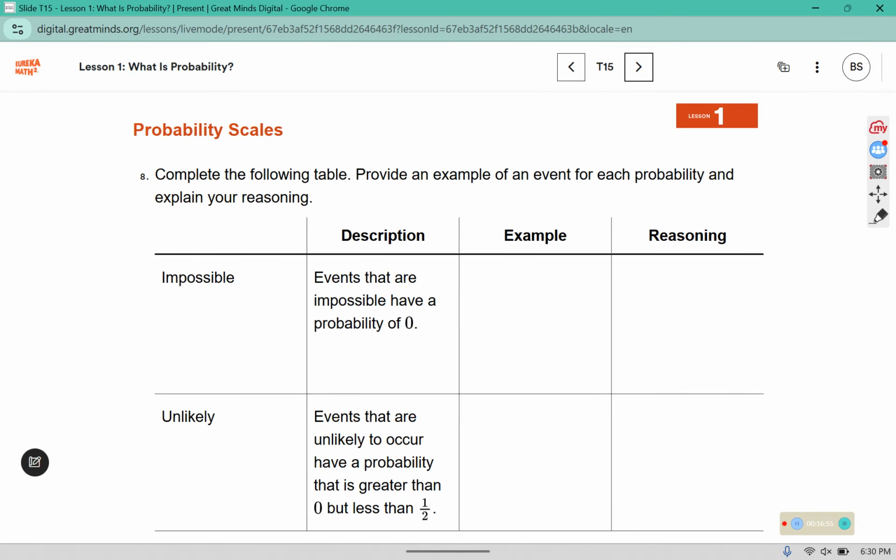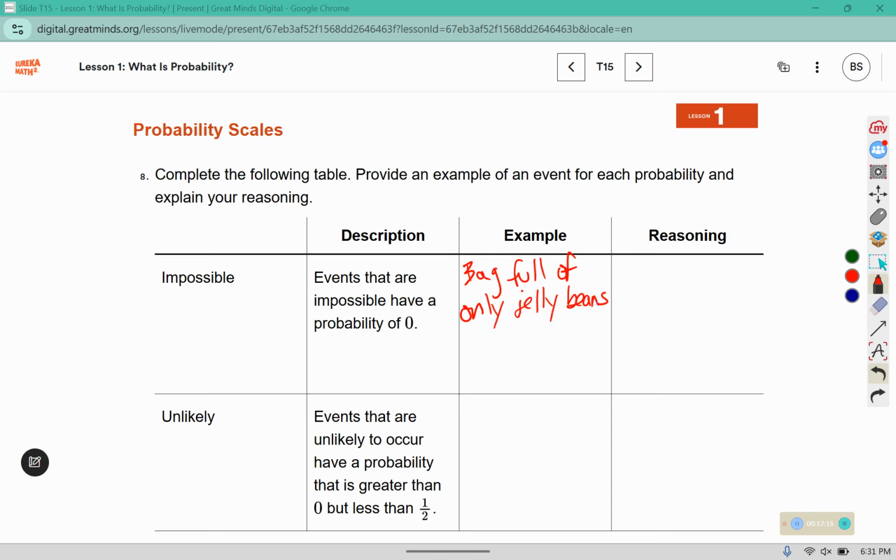Complete the following table. Provide an example of an event for each probability and explain your reasoning. Impossible. So let's see, what if you had a bag full of jelly beans? And you pull out a Snickers. The reason this is impossible is because there are no Snickers in the bag.